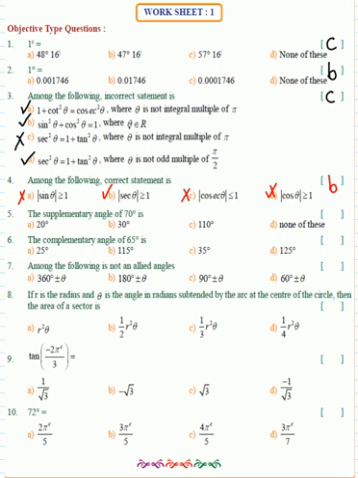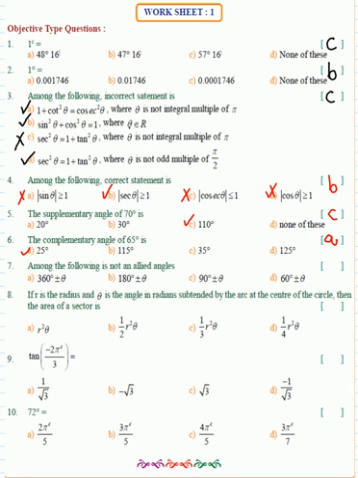Now what about a supplementary angle? If the sum of two angles is 180 degrees, then those angles are called supplementary. So the angle is equal to 180 minus 70 degrees, that is equal to 110 degrees. Complementary means if the sum of two angles is 90 degrees, then they are called complementary angles. So we need to subtract 90 minus 65 degrees, then we get 25 degrees. So option A.